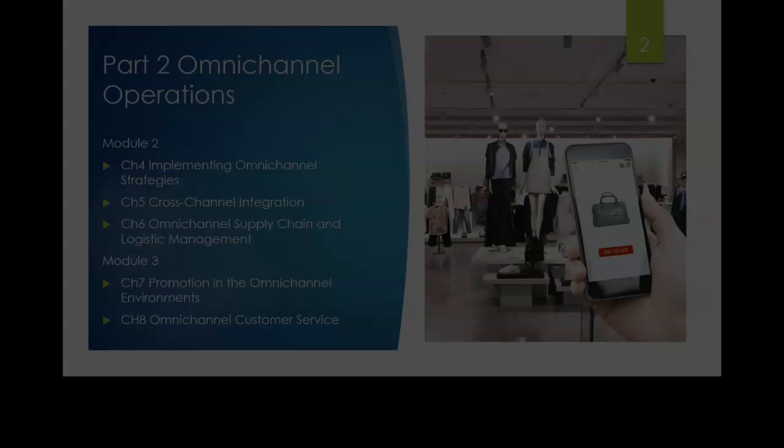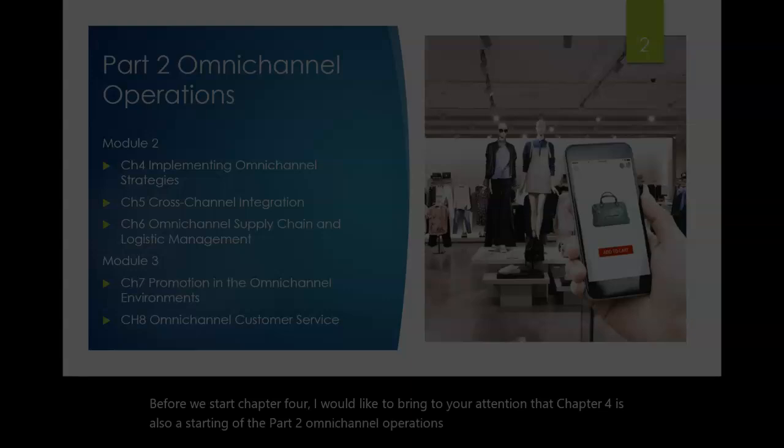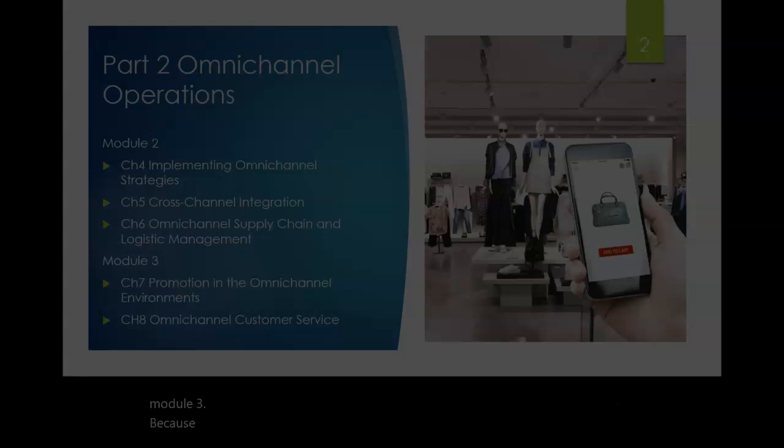Before we start Chapter 4, I would like to bring to your attention that Chapter 4 is also the start of the Part 2 Omnichannel Operations chapters in the textbook. So in Part 2, we will use 5 chapters to talk about Omnichannel Operations. We split it into 3 chapters in Module 2, and then we will cover 2 chapters in Module 3, because Chapter 7, Promotion in the Omnichannel Environment, is a big chapter.